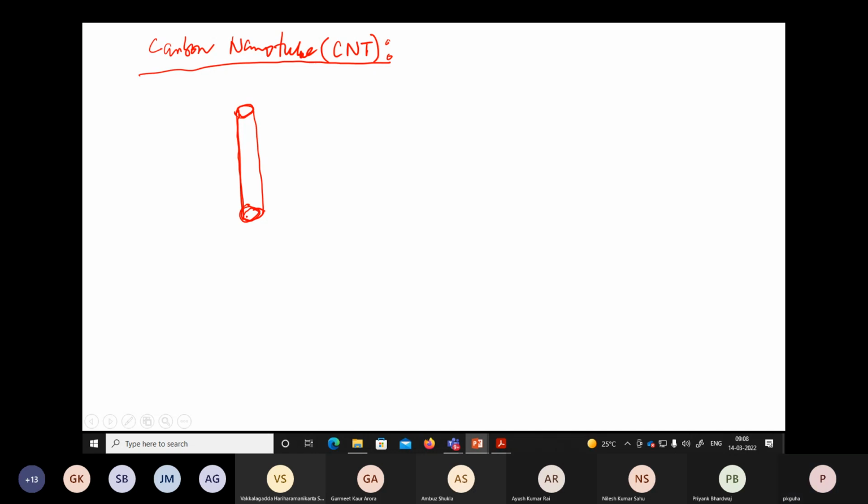Now carbon nanotube is also known as CNT. In brief, it is known as CNT. So as the name suggests, the structure is like a tube. Of course, it is made of carbon. It is an allotrope of carbon.